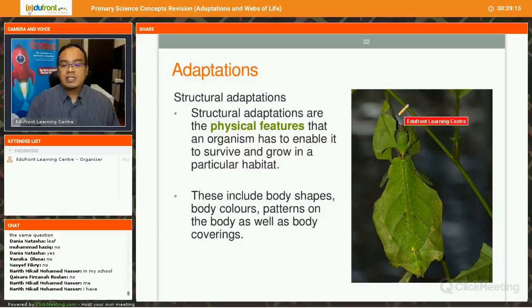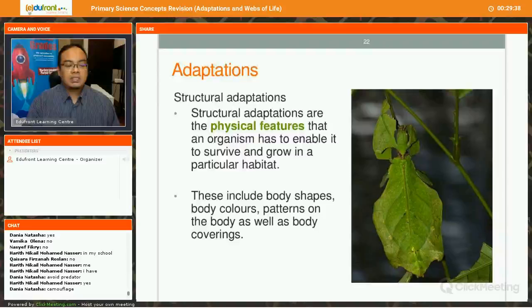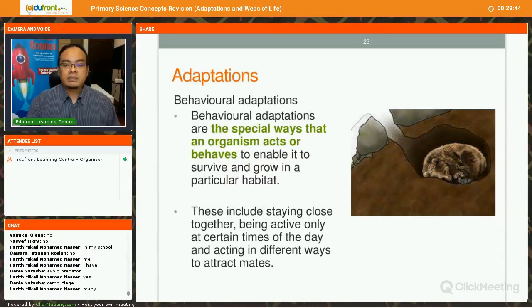So you can see here this animal, this leaf insect. It has the body structure of a leaf. Why? To enable it to camouflage or blend in with the environment, so that it can probably escape from its predator. Oh, Mikael, you have this leaf insect in your school? Very interesting, huh? You can see here, it looks exactly like a leaf.